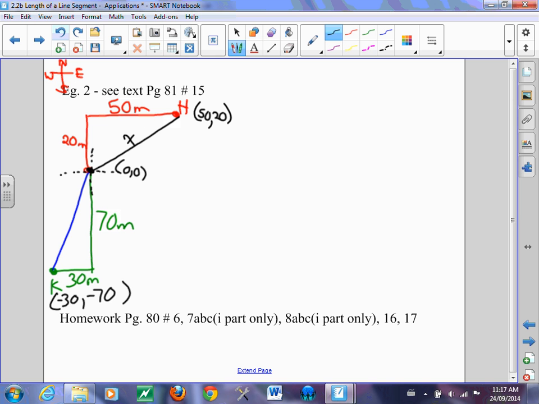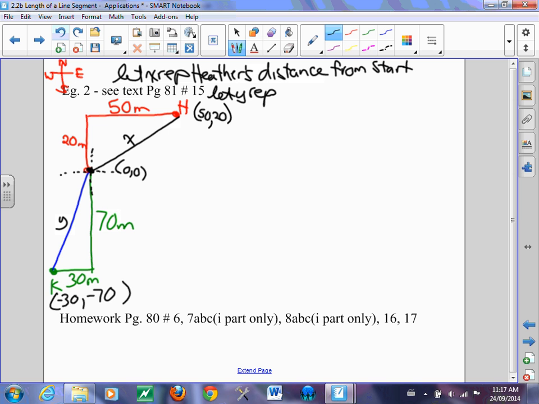So we'll say X and Y, and we'll say let X represent Heather's distance from start, and we'll let Y represent Kim's distance from start. Great. Okay, so we've got our let statements done. Now we're going to solve for X and Y.